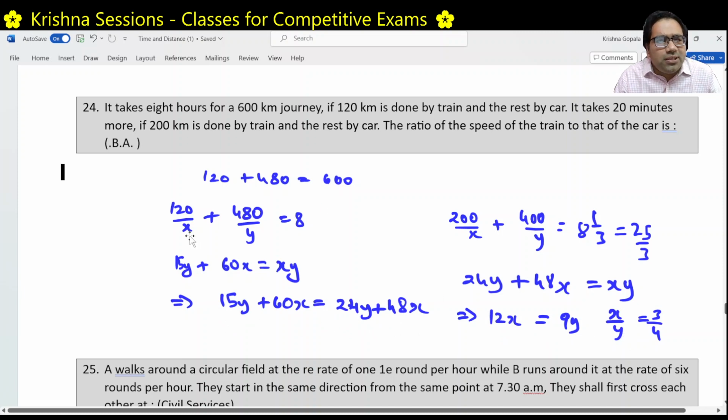What is x? Speed of train. Speed of car is y. Right, x by y is equal to 3 by 4. What does that mean? If the train is traveling at 30 kilometers per hour, the car is traveling at 40 kilometers per hour. If the train is traveling at 60 kilometers per hour, the car is traveling at 80 kilometers per hour.